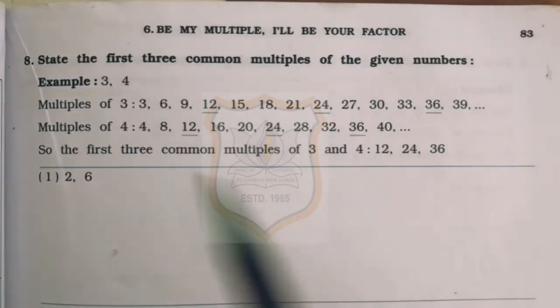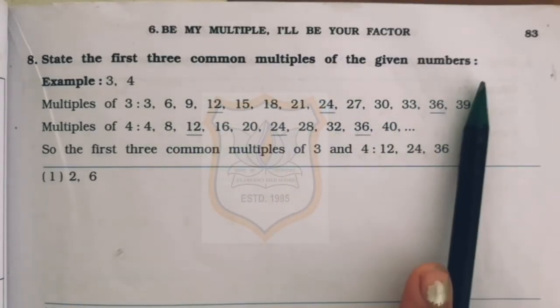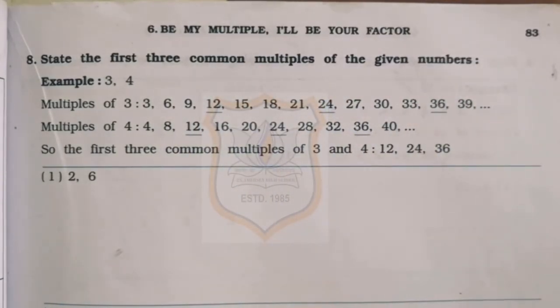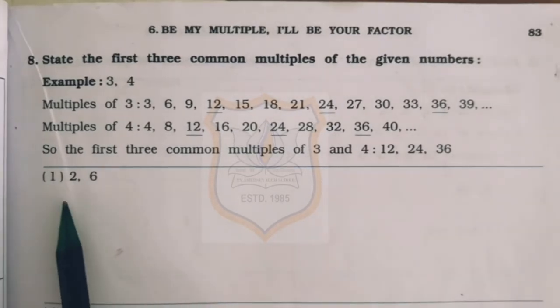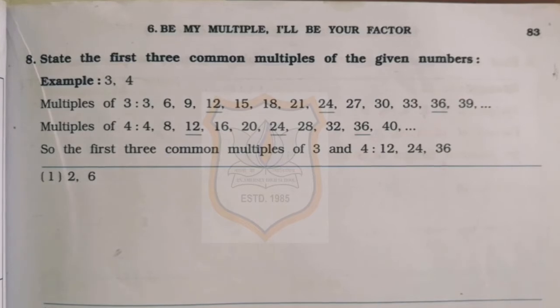Now question number 8. State the first 3 common multiples of the given numbers. Students, here we have to find out the first 3 common multiples of the given numbers. Sum number 1, the numbers given are 2 and 6. For that, first we have to write down the multiples of 2 and 6.